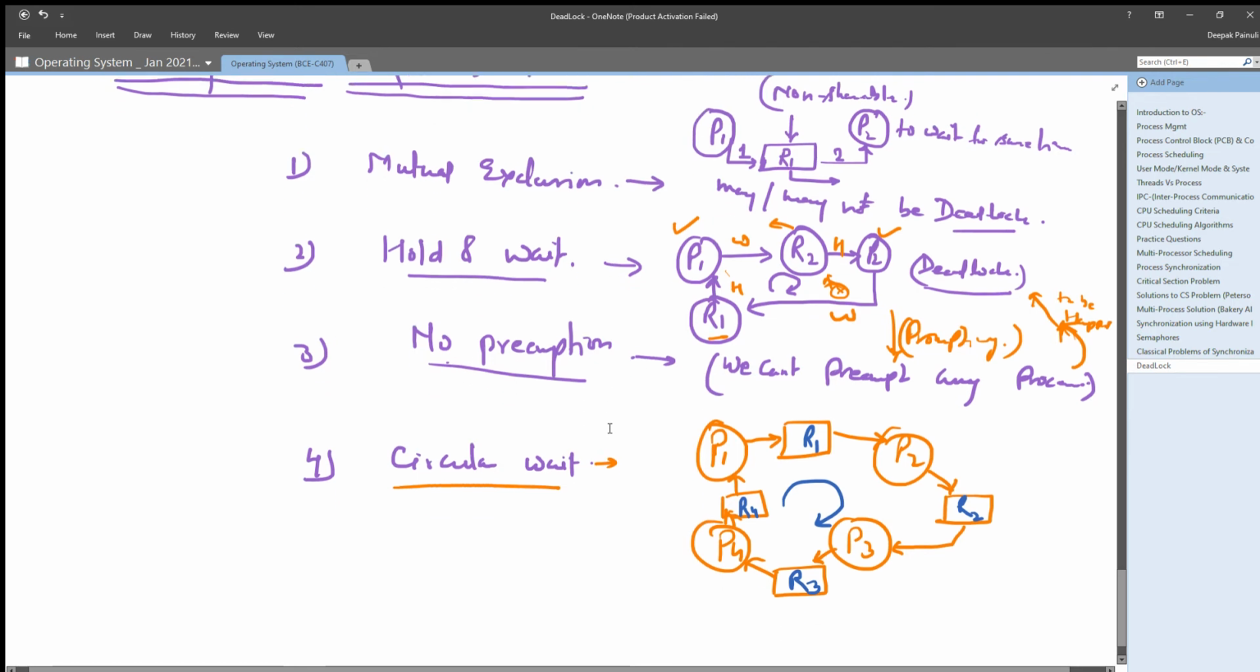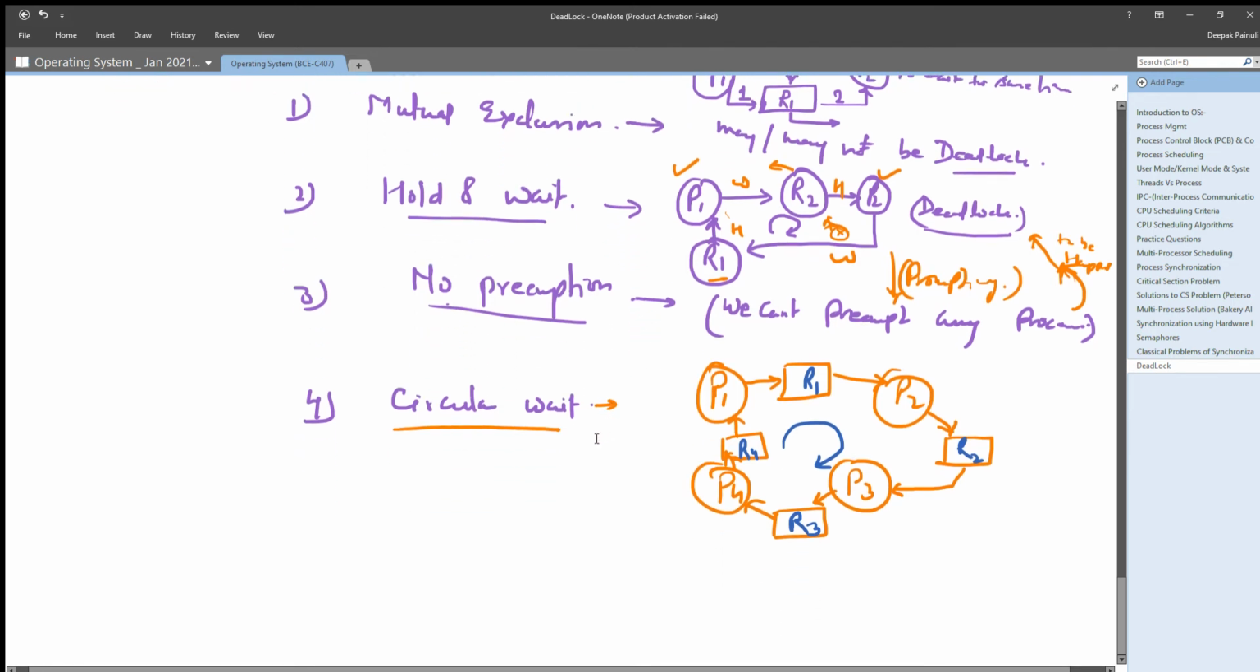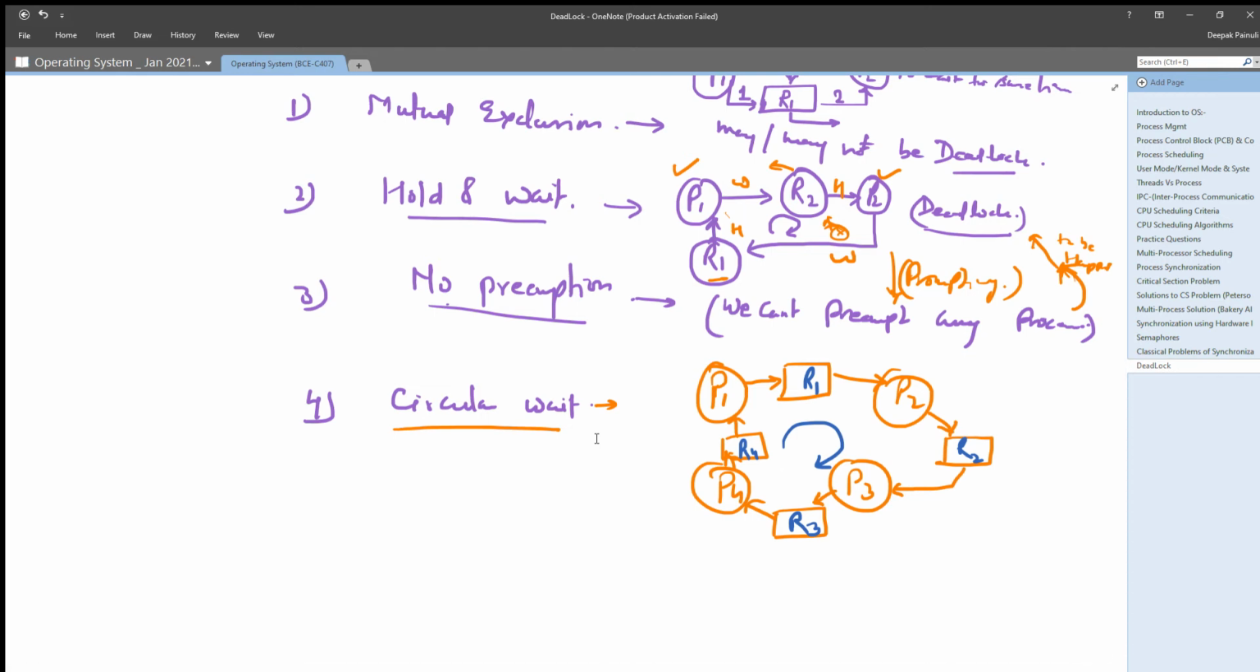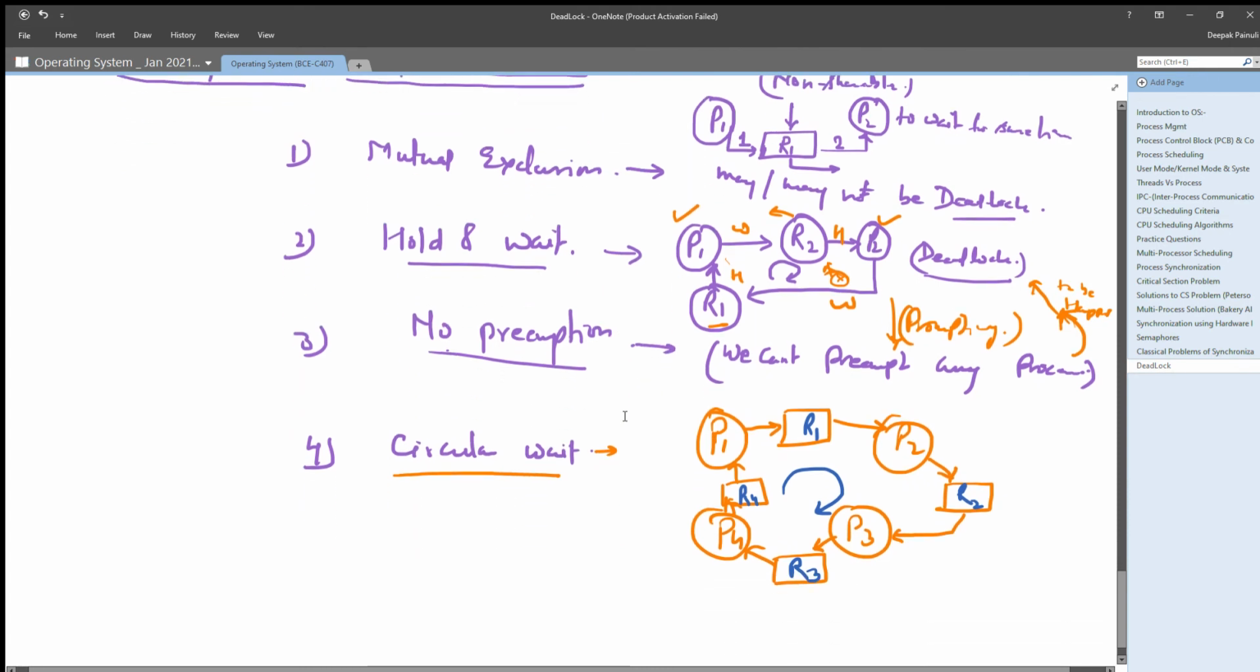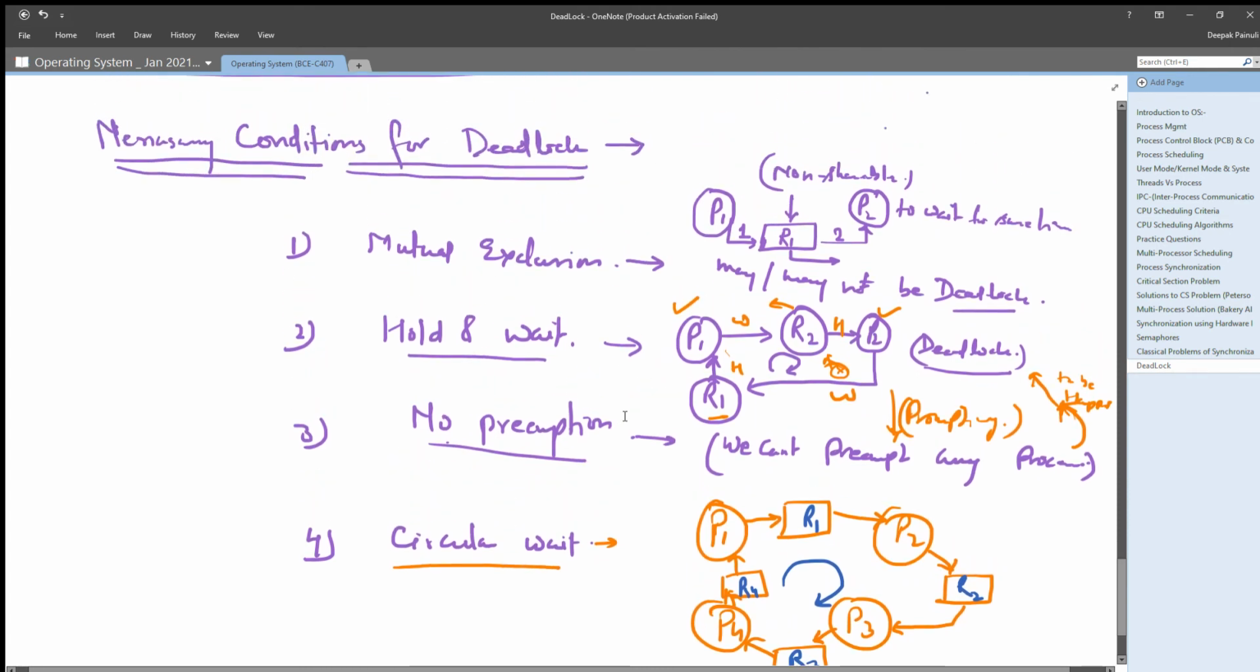That's what it means when deadlock has happened in the system, or when there is a 90% chance of deadlock happening in the system. So what can we do to avoid this? How does the operating system handle deadlock?